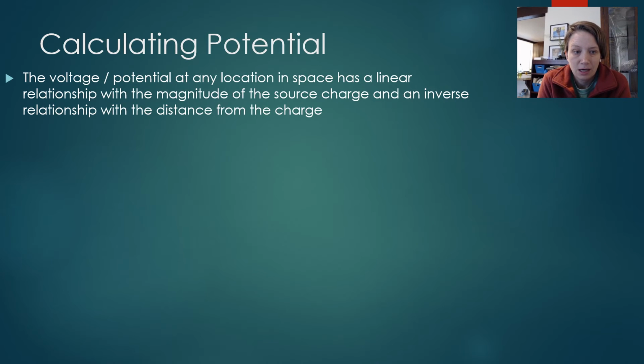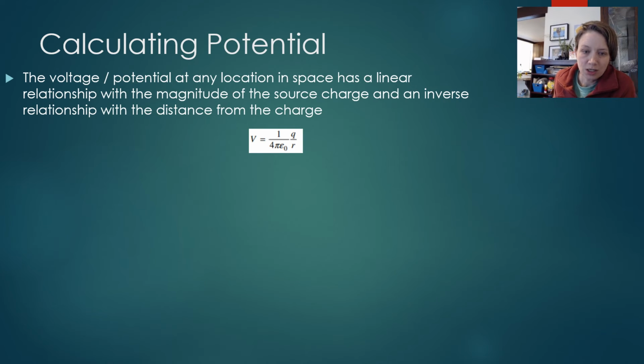So there are two relationships that go into calculating what the voltage and potential at a location in space should be. There is a linear relationship with the magnitude of the source charge. So just like the gravitational field near Earth has a linear relationship with Earth's mass, the potential at a point in space increases if the source charge is very large. And there is an inverse relationship with the distance from the charge.